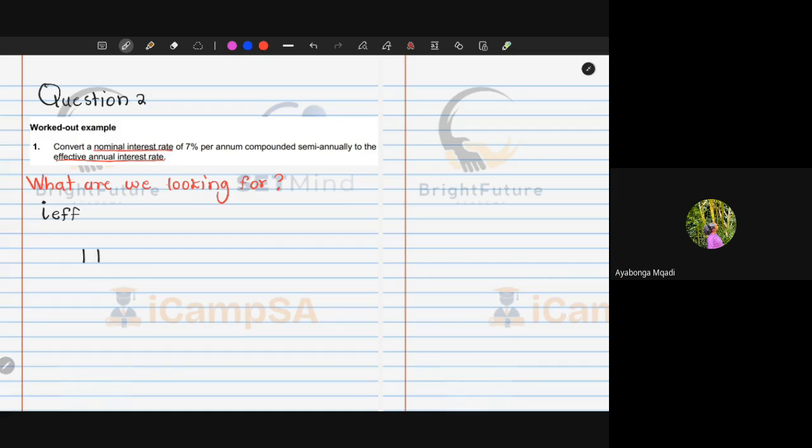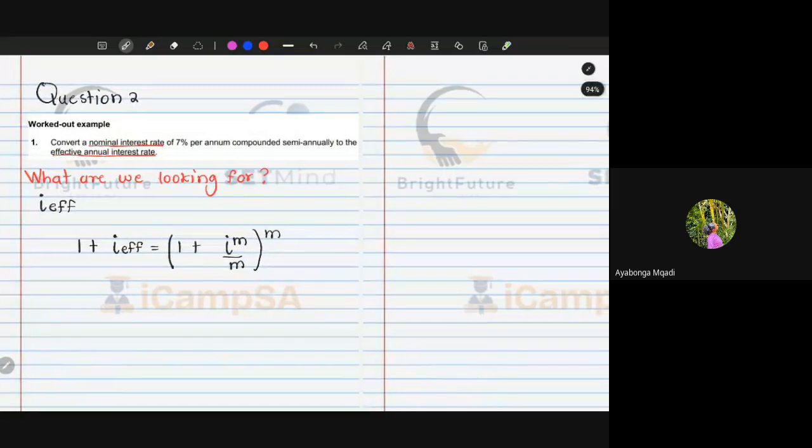So what is the most important formula which we need to remember here? The formula is 1 plus I_EFF equals 1 plus I_M divided by m, all to the power of m. So now my question to you guys is, what is m equal to? Read the statement, and I need someone who has not answered today to raise their hand.